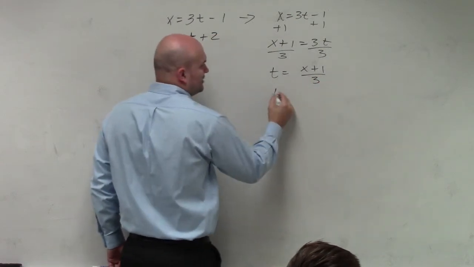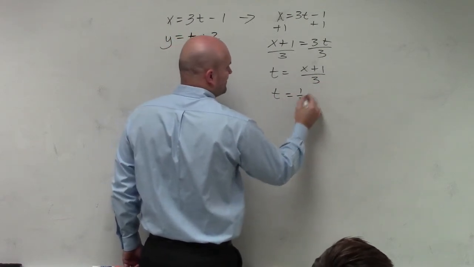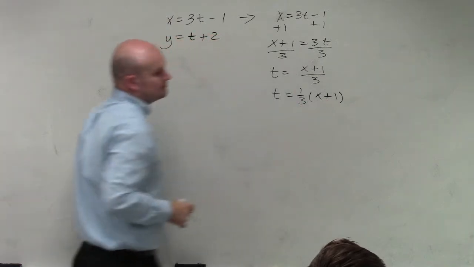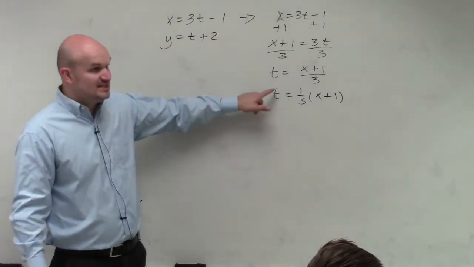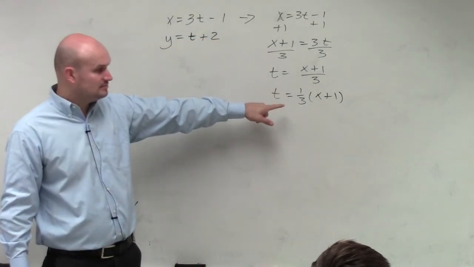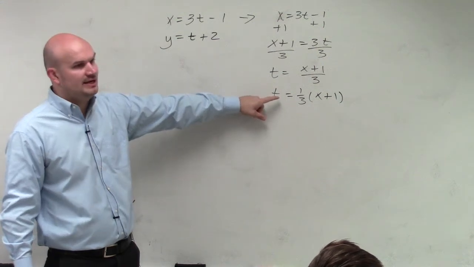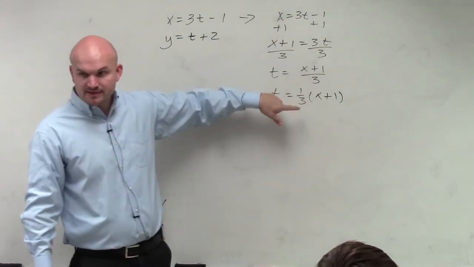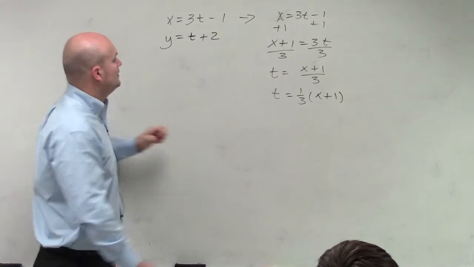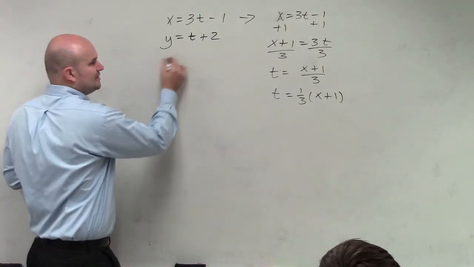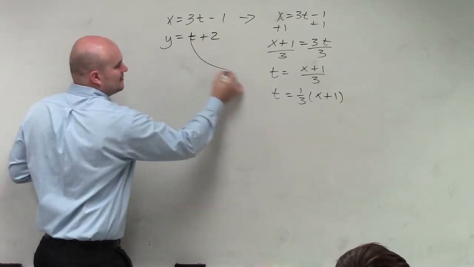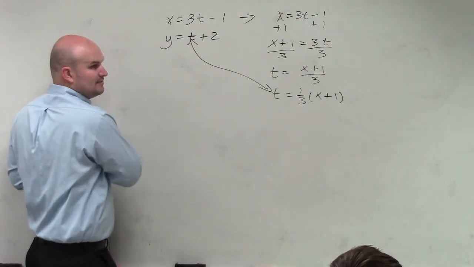So t equals 1/3 x plus 1. Does everybody agree with the math that I did? Dividing by 3 is the same thing as multiplying by 1/3. Then all I simply need to do is replace t with what t roughly equals.